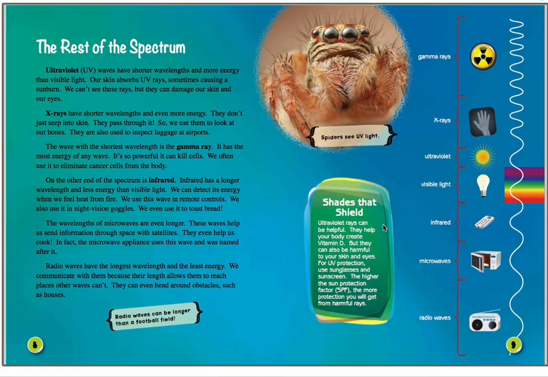Shades that shield. Ultraviolet rays can be helpful. They help your body create vitamin D, but they can also be harmful to your skin and eyes. For UV protection, use sunglasses and sunscreen. The higher the sun protection factor, the SPF, the more protection you're going to be getting from harmful rays.